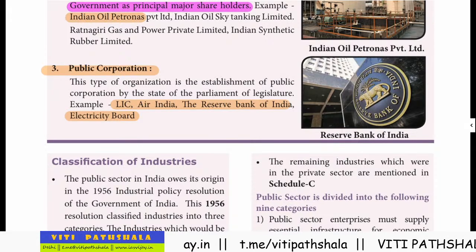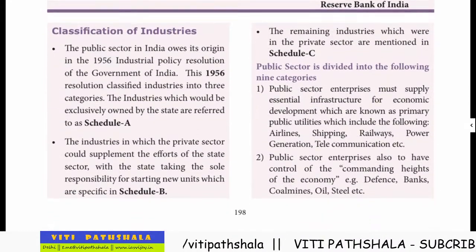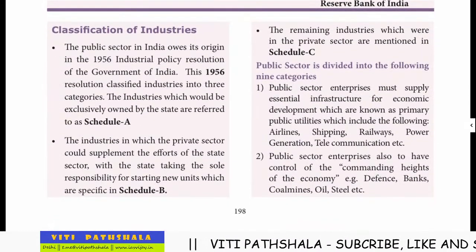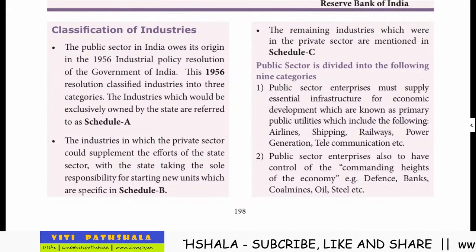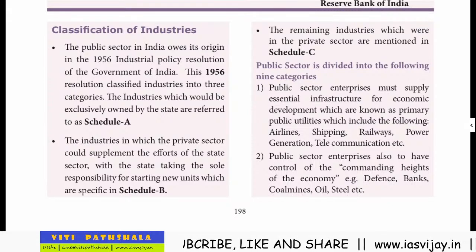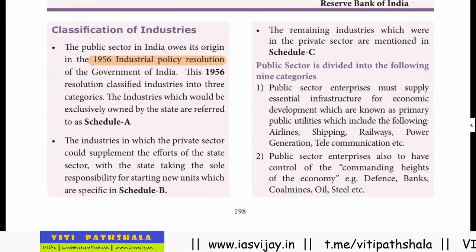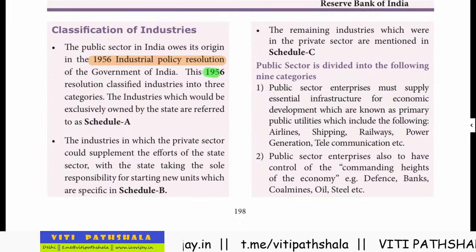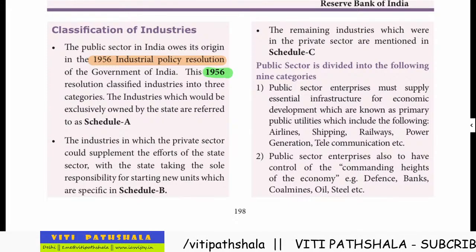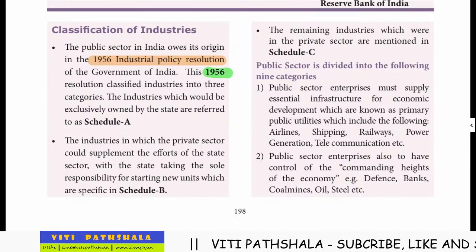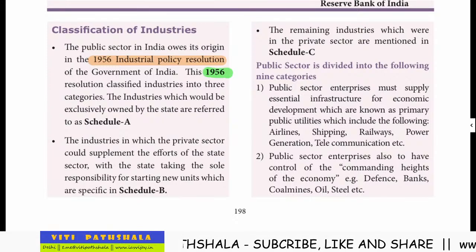the government is reducing its shares and ultimately selling them. Now, classification of the industries. The public sector in India owes its origin to the 1956 Industrial Policy Resolution of the government of India. This 1956 resolution classified industry into three categories. Now, industries were divided into three parts.